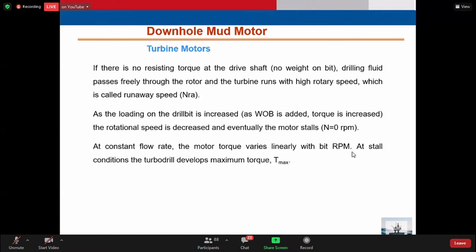Also, as the loading on the drill bit is increased, as I increase the weight on bit, the torque is increased, and it will cause rotational speed to decrease. So when I increase the weight on bit, the rotation speed will be lower, but the torque will increase. While at a constant flow rate, for example, 200 gallons per minute GPM, the motor torque varies linearly with the bit RPM.